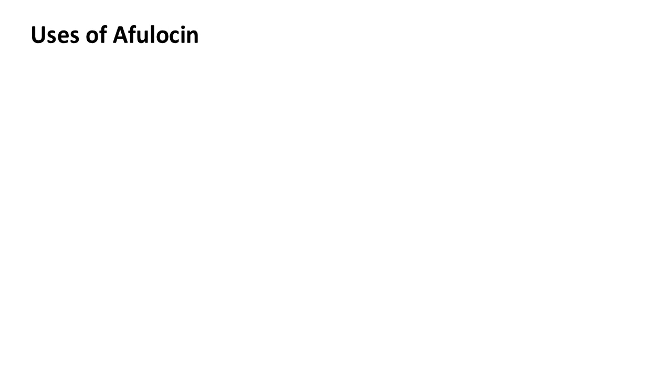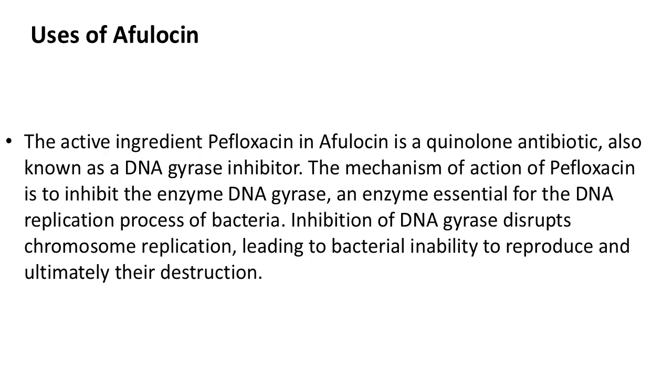Uses of Afulocin. The active ingredient Pefloxacin in Afulocin is a quinolone antibiotic, also known as a DNA gyrase inhibitor. The mechanism of action of Pefloxacin is to inhibit the enzyme DNA gyrase, an enzyme essential for the DNA replication process of bacteria. Inhibition of DNA gyrase disrupts chromosome replication, leading to bacterial inability to reproduce and ultimately their destruction.